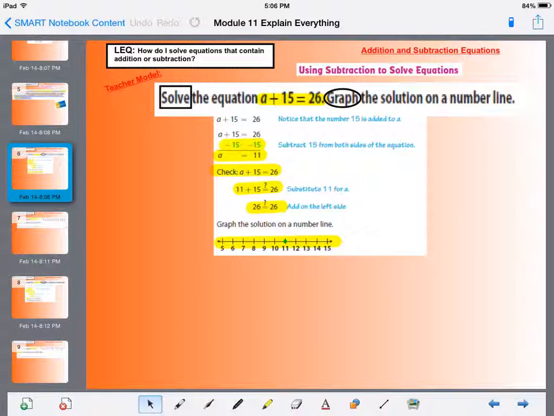In this slide, we review solving the equation using subtraction. So if the equation was a plus 15 equals 26, we're going to solve by doing the inverse. So we do minus 15. What we do to one side of the equation, we do to the other. So A equals 11. We're going to then check, plug in 11 for A. 11 plus 15 equals 26. So that worked. And then when we graph it, we're just going to make A equals 11, and we graph that on the number line.